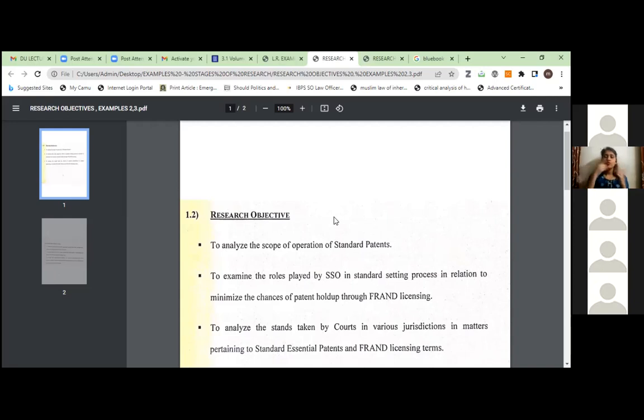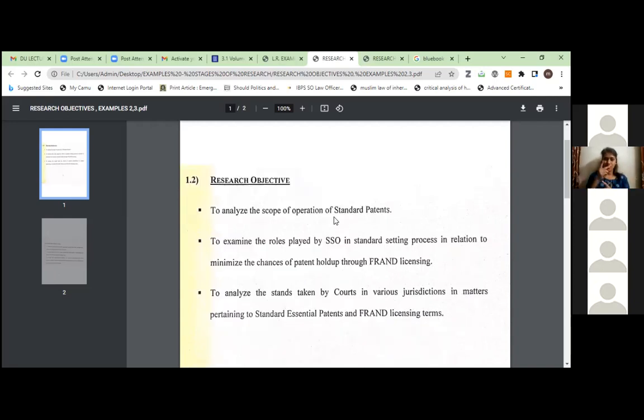So here, as we saw in the last class, to analyze, to examine, right? So here: to analyze the scope of operation of standard patents, to examine the roles played by SSO in the standard setting process, to analyze the stance taken by courts in various jurisdictions. So this is how a legal research objective can begin, even in social sciences for that matter.